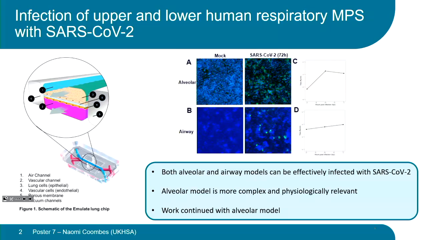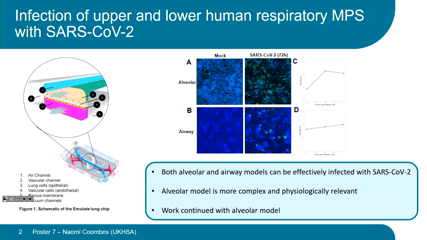In this system, we're using the Emulate model. This is a system on flow. We have human airway or alveolar epithelial cells in the top channel, and in the bottom channel, we have endothelial cells, and we flow media through the bottom channel and air through the top channel. So we're replicating as closely as we can a human lung.